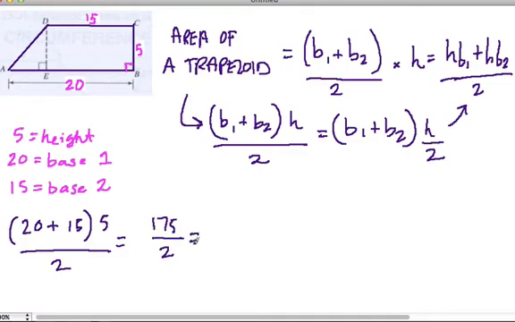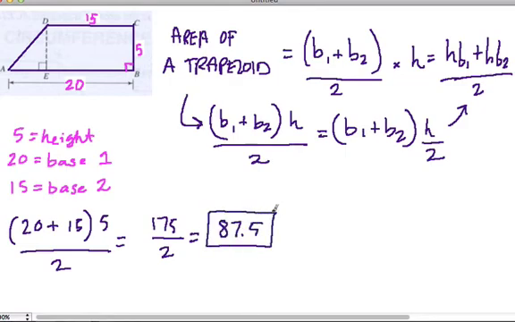And you can see that all we have to do now is take 175 and cut that in half. So 80 times 2 is 160, another 15 to go, or 7.5, so that's 87.5. That's the area of our trapezoid.